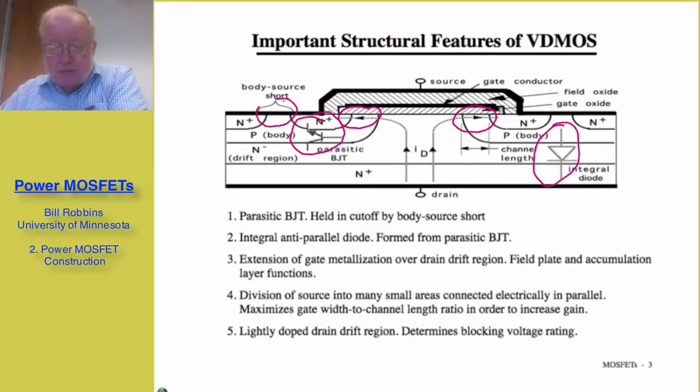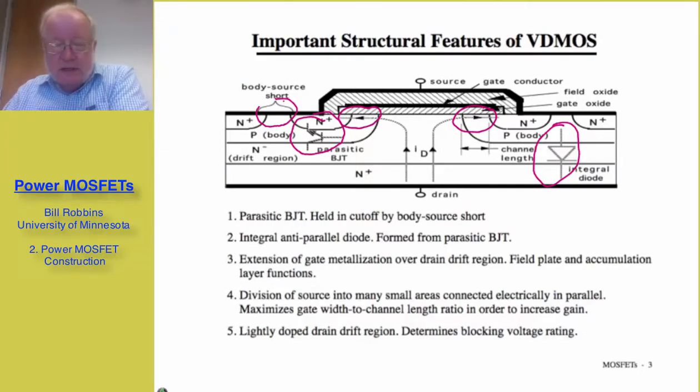one should not count on using the integral diode as part of your basic circuit operation. The other feature I would call your attention to is the gate metallization, which is shown here just above the oxide layer. That gate metallization normally only extends over the channel area, but in a power MOSFET, we extend it completely over the drift region as it comes up from the bottom surface to the top surface, so that this plate, if we want to call it that, or gate metallization, functions as a field plate.